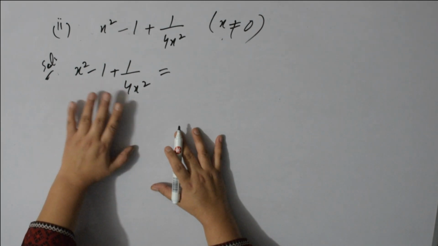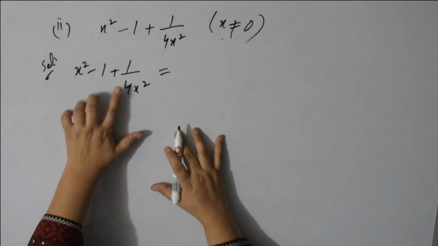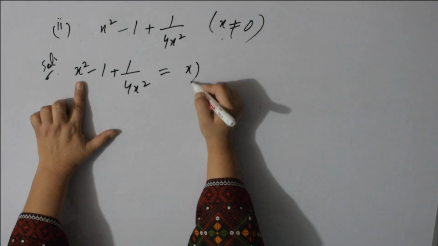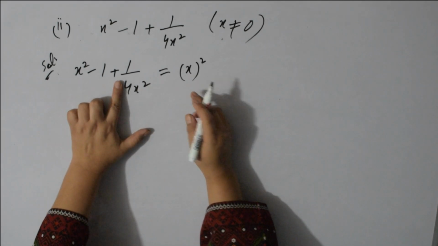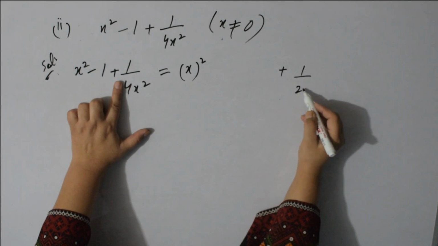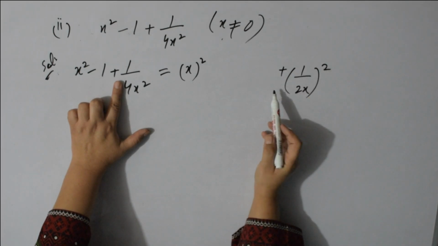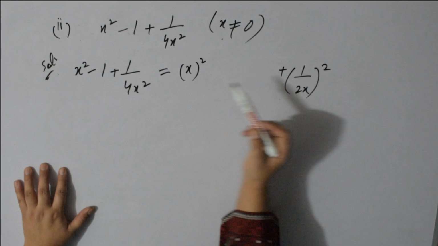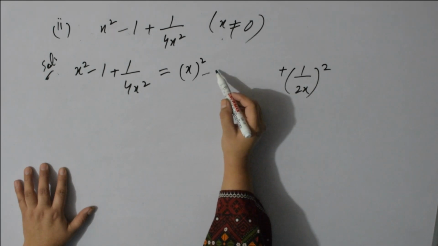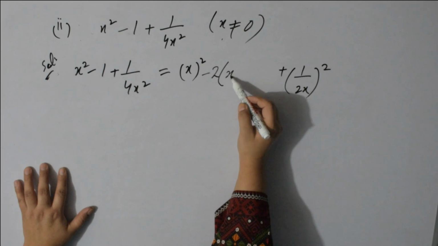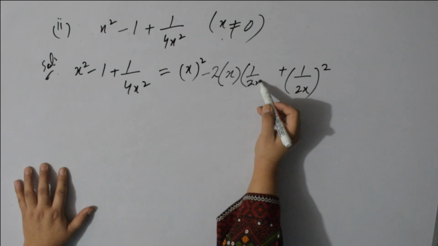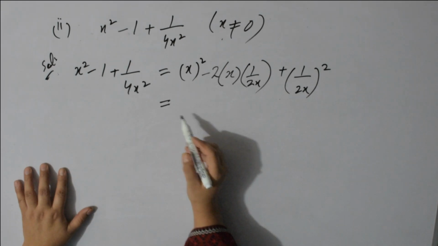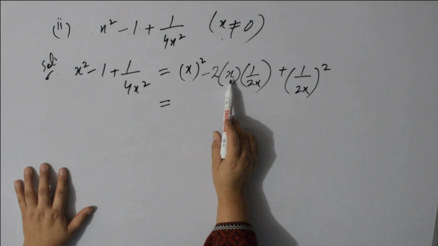Now your first step is to write the first and last terms in standard form. So I'm starting from the first. I can write it as x whole square, then jump to the last term, plus 1 by 2x whole square. Students, you can write 1 upon 4x square as 1 upon 2x whole square, minus 2 into, what is my first term, x, what is my second term, 1 upon 2x. So it becomes a square minus 2ab plus b square.